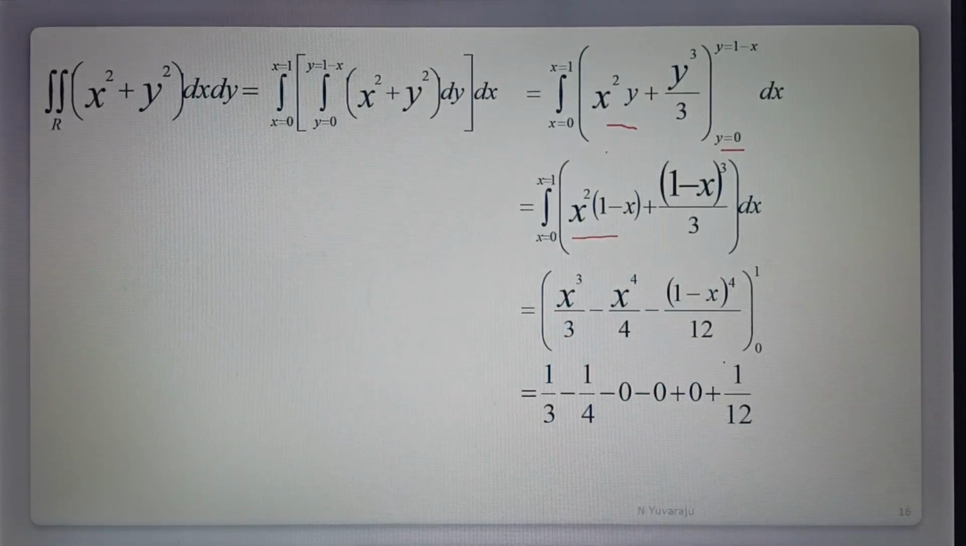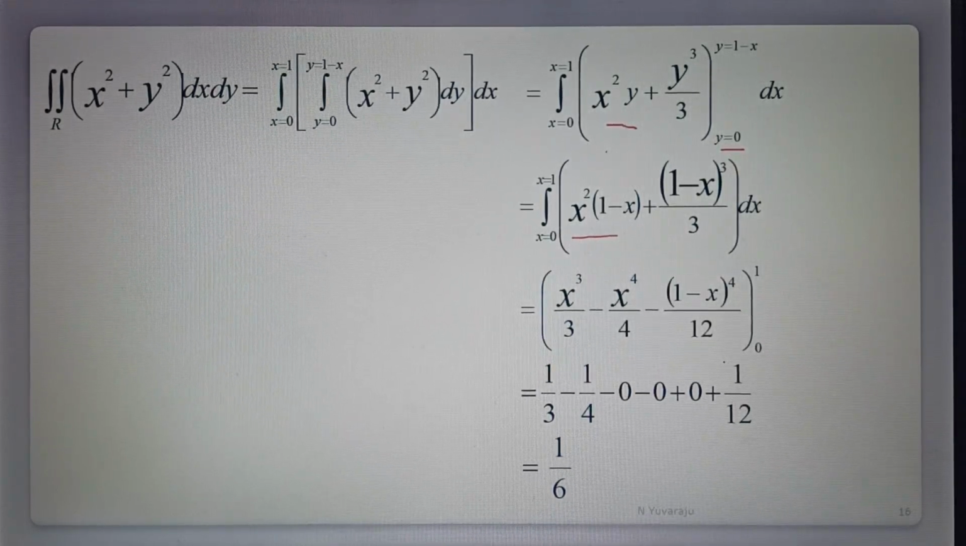So that is equal to, after substituting, 1 by 3 minus 1 by 4 minus 0 plus 0 plus 1 by 12. So that is equal to, simplification is 1 by 6. Okay? So this is the required value of the given integral.